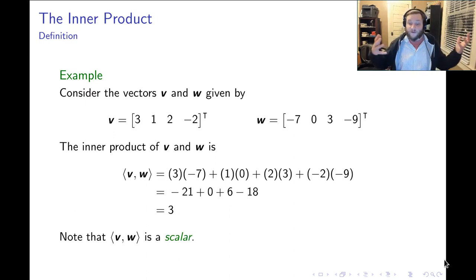Now, one thing to point out here is that when we take the inner product of two vectors, we produce a scalar value. So whatever the inner product is, it's given by this formula. When we applied it to these two vectors, we ended up with the number 3.